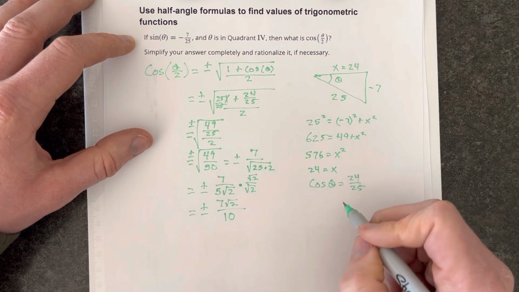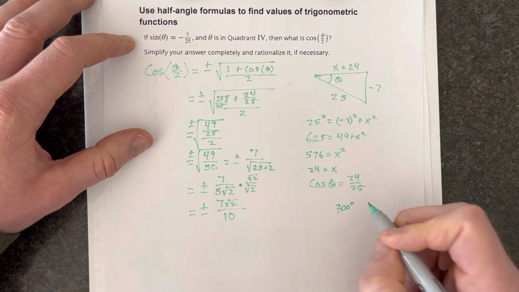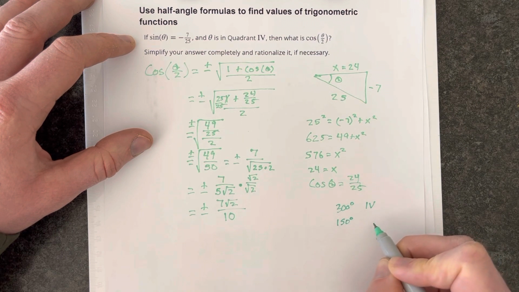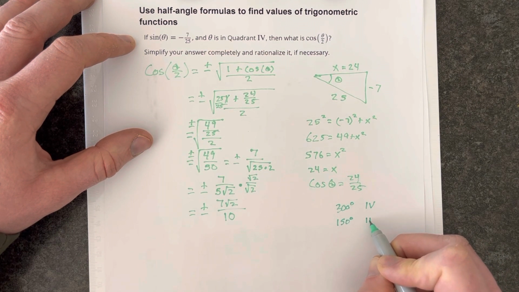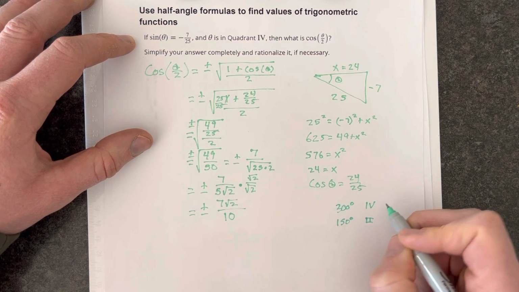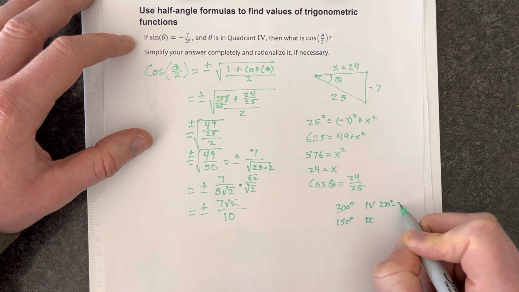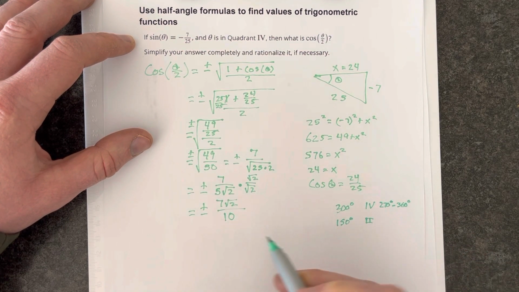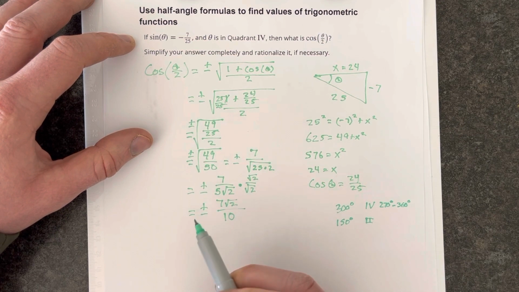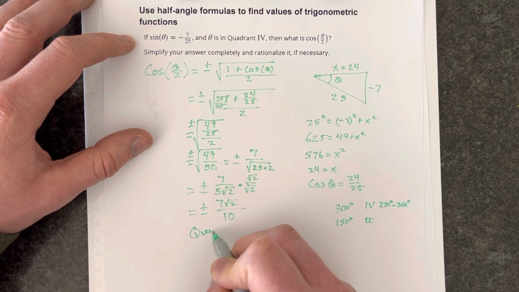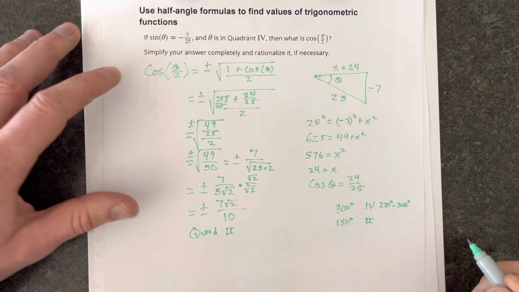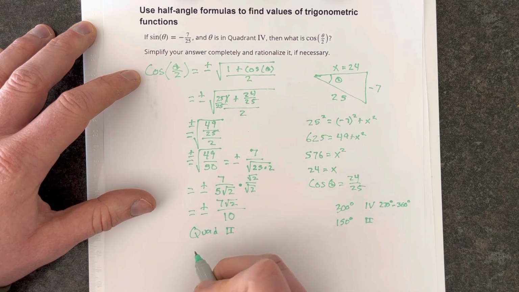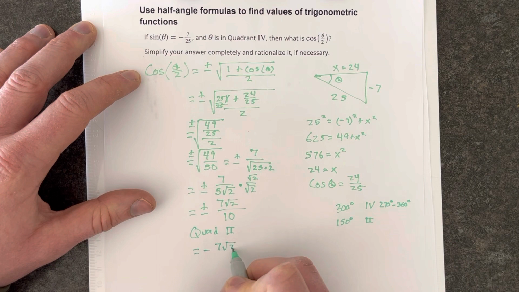Here's an example. Let's say I have 300 degrees, which is quadrant 4, and I divide it by 2. I get 150 degrees. Well, 150 degrees is actually in quadrant 2. And if you do that with any angle between 270 degrees and 360 degrees, all of those angles will end up inside quadrant 2. So that tells me that I need to look at quadrant 2 and what the cosine value would be there. Well, in quadrant 2, cosine is negative. So actually I don't want plus and minus here. This is actually equal to negative 7 root 2 over 10.